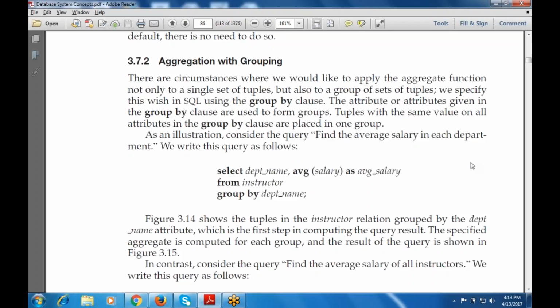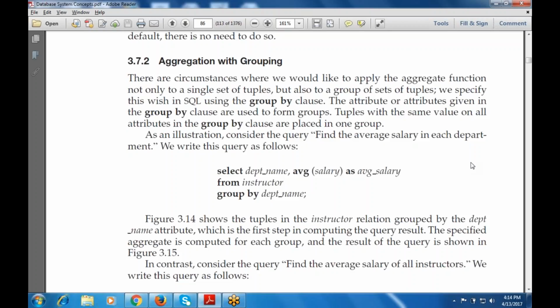As an example, consider the query: find the average salary for each department. Select department name, AVG salary as AVG underscore salary. That means the field name is given as AVG underscore salary, but it is computed with the function AVG from instructor group by department name. This also shows the tuples in the instructor relation grouped by the department name attribute, which is the first step in computing the query result.